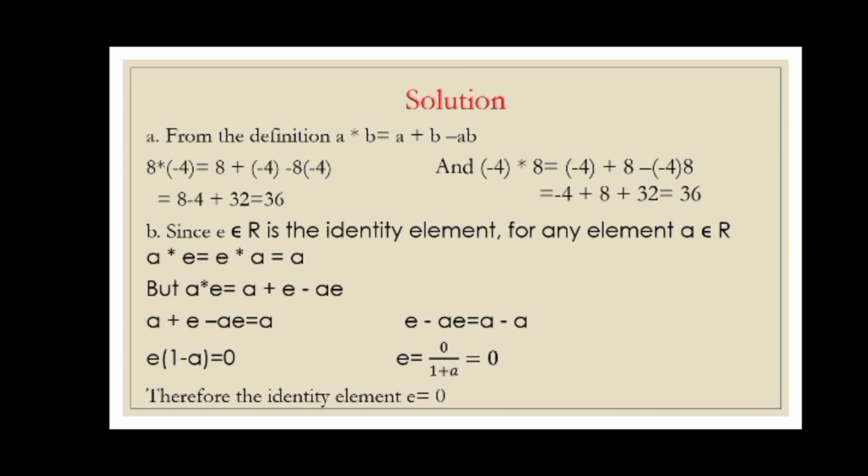So with the first one, the condition given was A star B is equal to A plus B minus AB. So we are going to use this in our solution. The first one, we have to calculate 8 star -4. So 8 becomes our A, and the B is -4, right? So we have 8 plus the B, minus 4, then minus AB. So that would be minus 8 times -4.